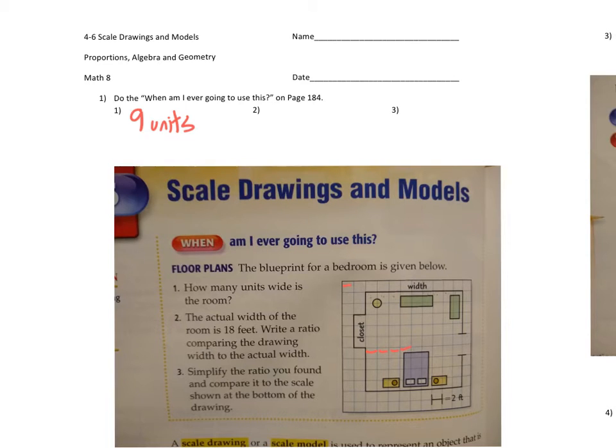All right, and then they're telling us that the actual width of the room is 18 feet. Write a ratio comparing the drawing width to the actual width. Well, we know that we have the drawing width, which is 9 units. We'll write it as a fraction here, 9 units, and compare that to 18 feet. And that's basically all we want to do for number 2.